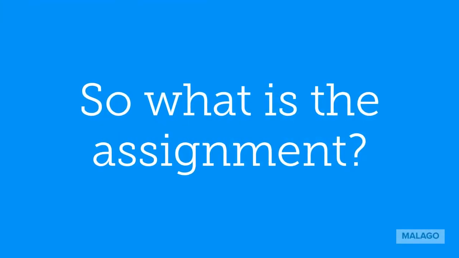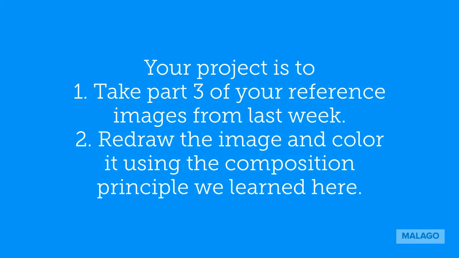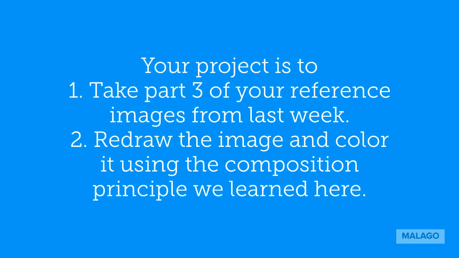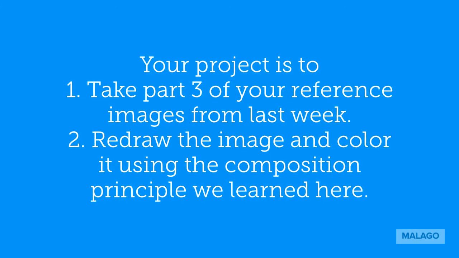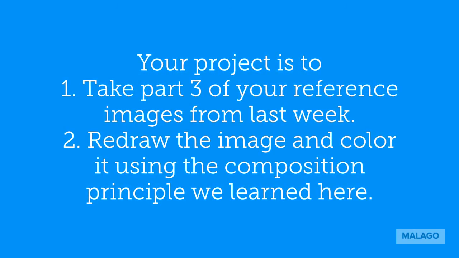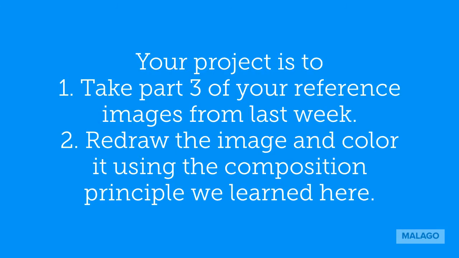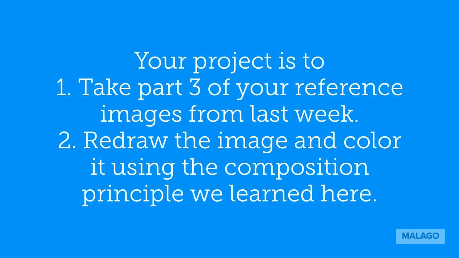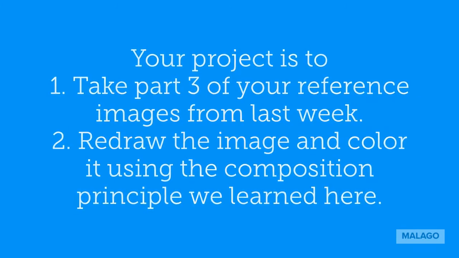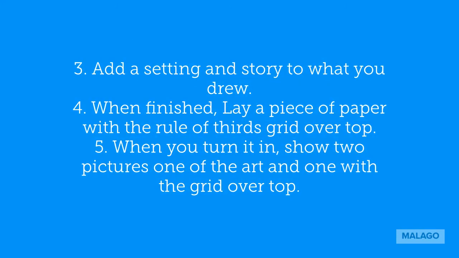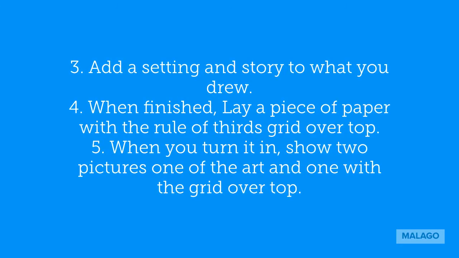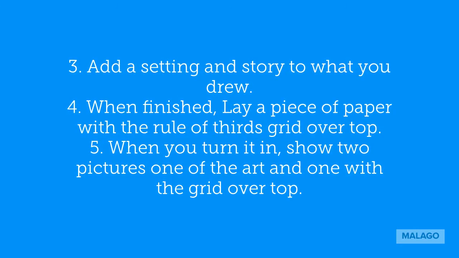So what is the assignment, you may ask? So you're going to take part 3 of your reference images from last week's assignment. You're going to redraw the image and color it using the composition principle that we learned here. So you're going to need to do a little bit of rearranging to make sure that it fits within this assignment's parameters. But there's more. Add a setting and a story to what you drew. I want to be able to look at the piece and see what you're trying to say.